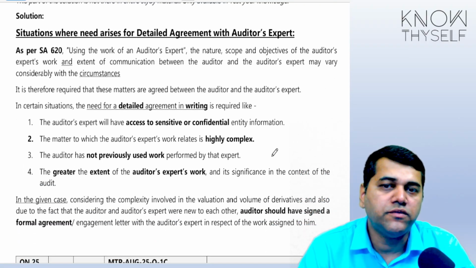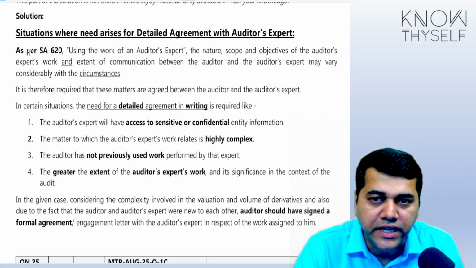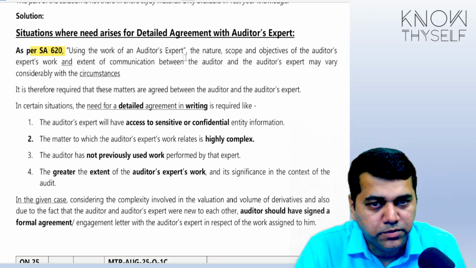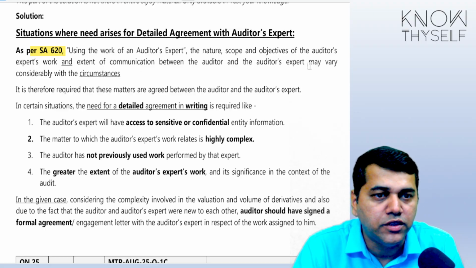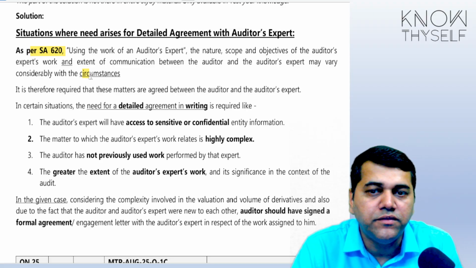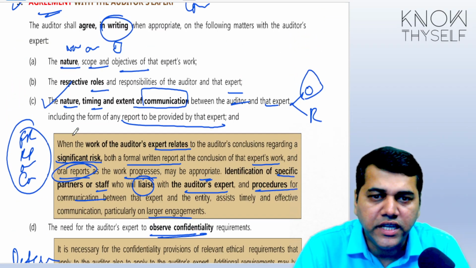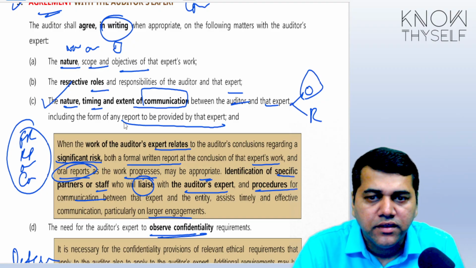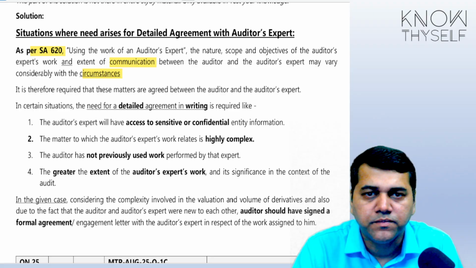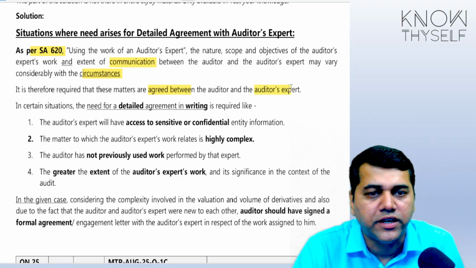Now, the situation where the need arises for a detailed agreement with the auditor's expert. As per SA 620, when using the work of an auditor's expert, the nature, scope, and objective of the expert's work and the extent of communication between the auditor and the expert may vary considerably with the circumstances. So what they are talking about here is the nature, timing, extent of communication between them, which may significantly vary, including any form of agreement. It is therefore required that these matters are agreed between the auditor and the auditor's expert.